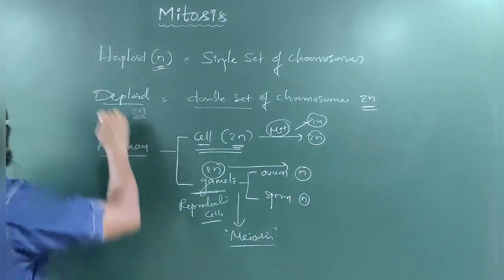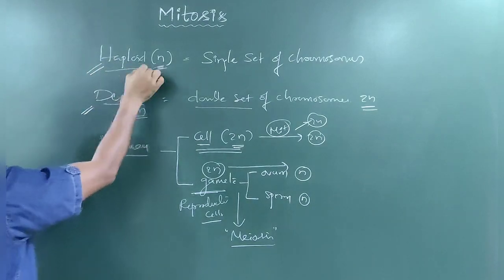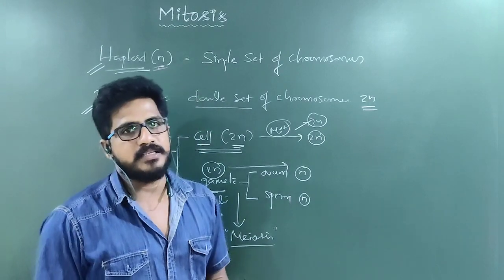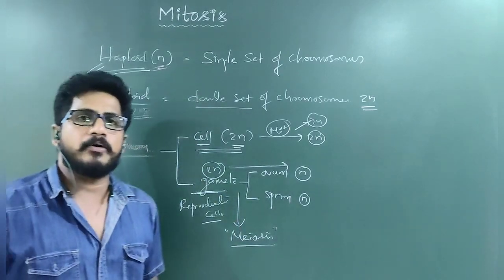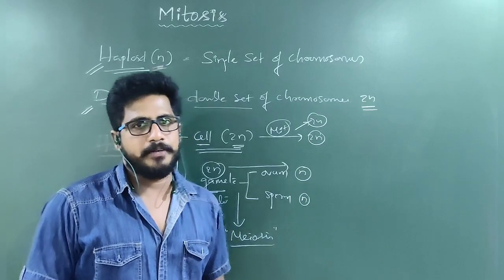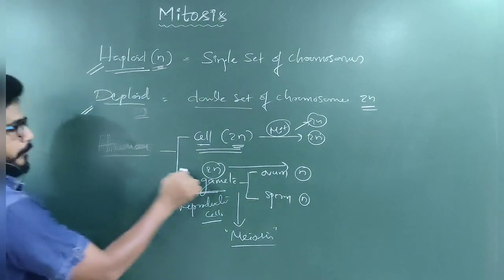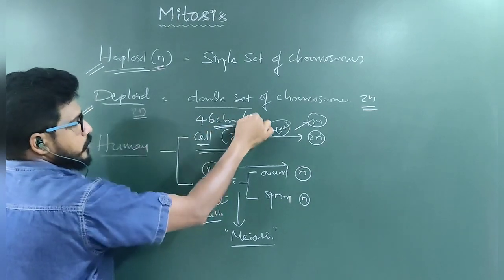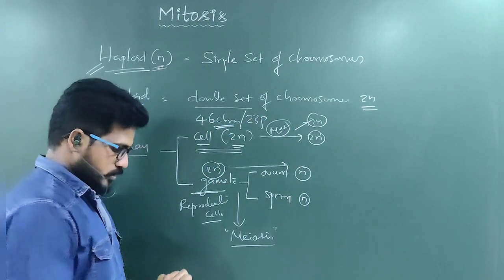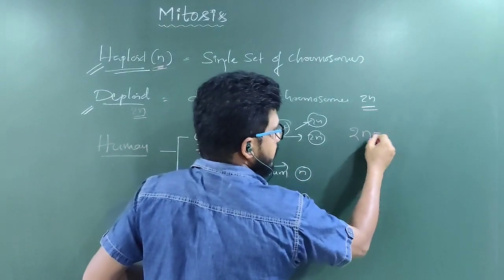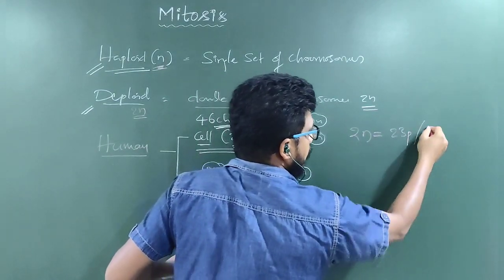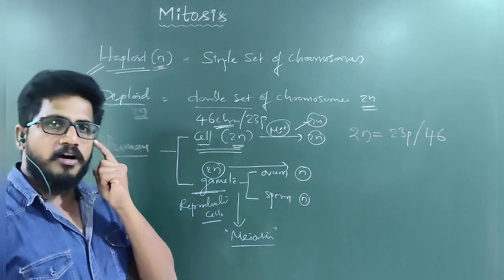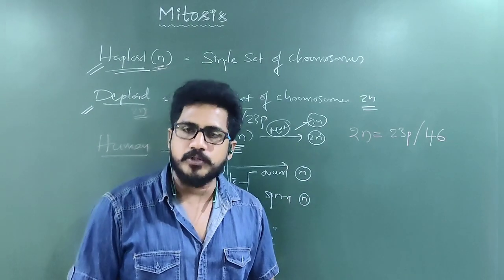But here, haploid and diploid. Haploid can be seen easily and very frequently in the formation of gametes. Other than gametes, any cell in our body is absolutely diploid. In humans, the diploid condition is 46 chromosomes, which means 23 pairs. So 2n is equal to 23 pairs or 46 chromosomes. One human cell consists of 46 chromosomes.